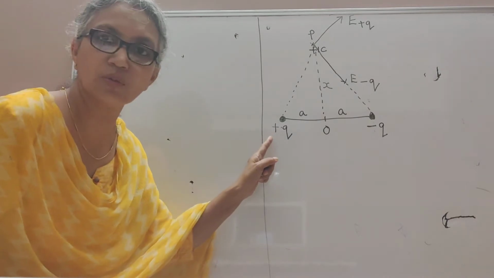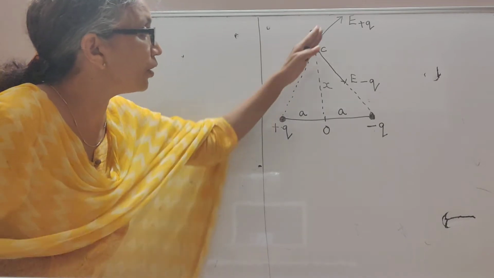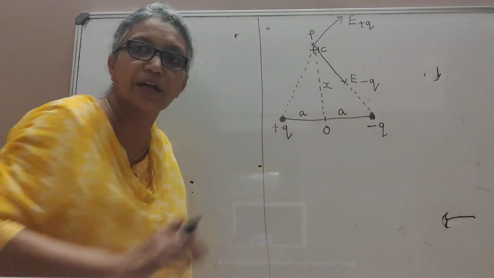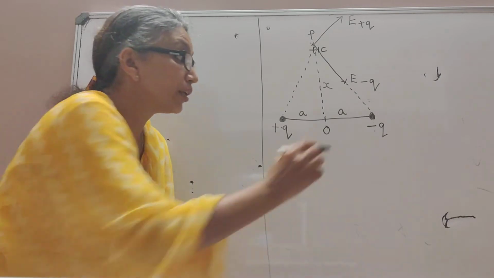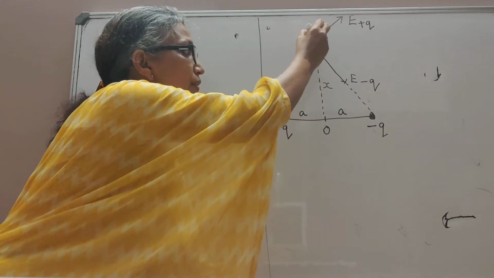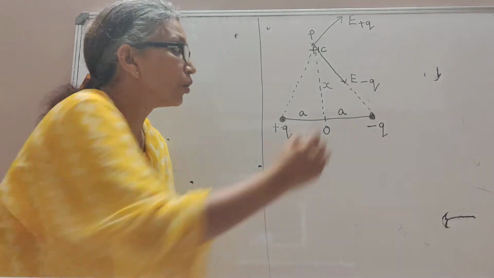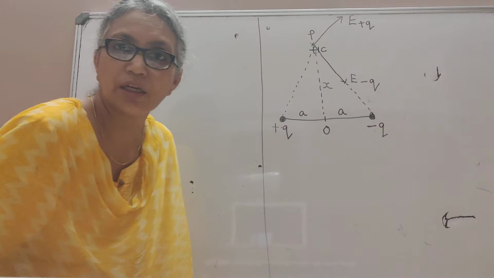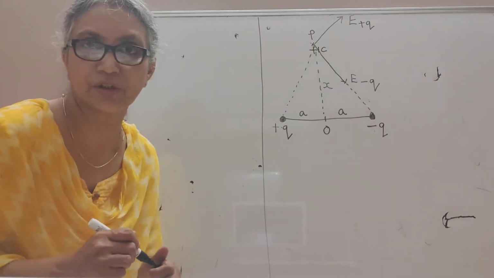So this plus q, which is a source charge, will repel the plus 1 coulomb, and so we have a radial field away from the source charge. That's why E plus q is marked like this. If you are taking minus q as a source charge, this minus q will attract the plus 1 coulomb, and that is why this is radially inwards. This electric field E due to minus q will be radially inward towards the minus q. So now at point P, we have two fields, one E plus q and the other E minus q.